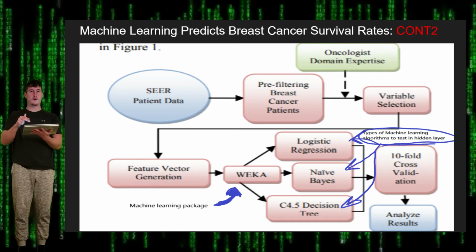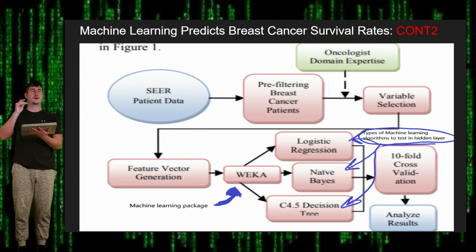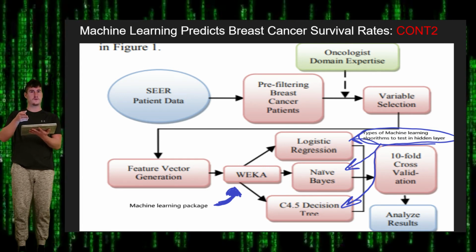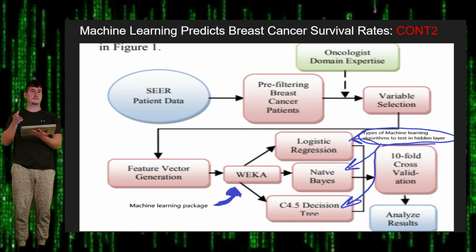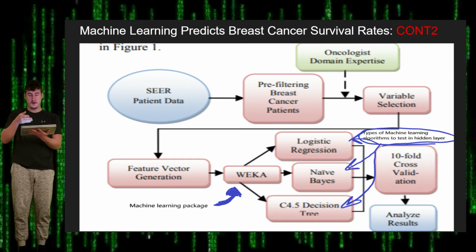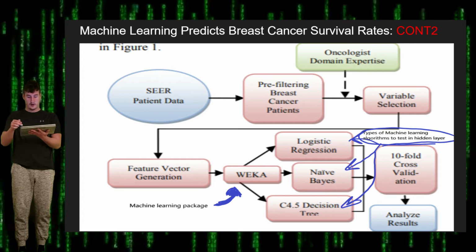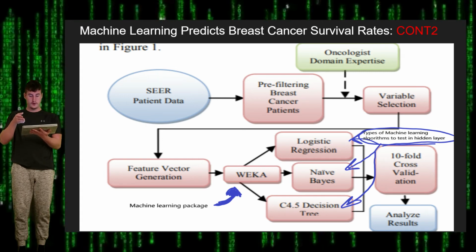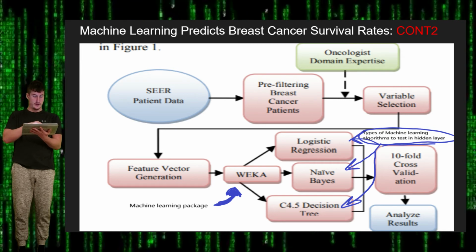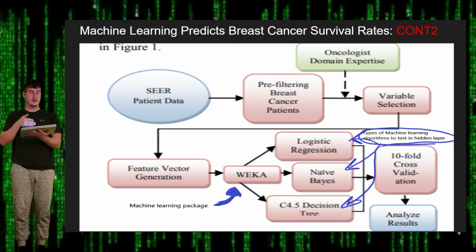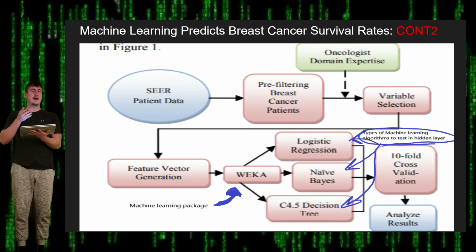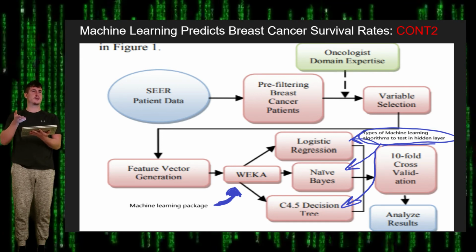Next, we want to reference the machine learning's predictions against an expert. So an oncologist uses their expertise to predict what they think the survival rates may be. And after that occurs, there's variable selection, so we have to figure out what exactly it is that we're searching for. And then we have feature vector generation. We generate a vector of features, and these include things like the aforementioned age, cancer rate, how long it's progressed.